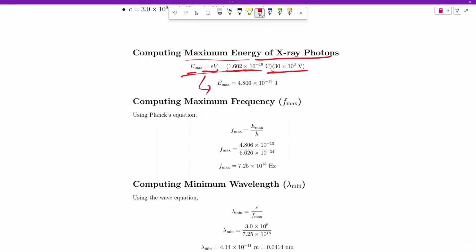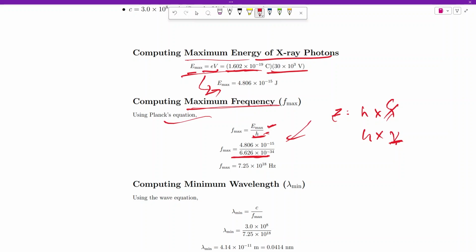Now corresponding to this energy, what would be the frequency? We can calculate the frequency using Planck's equation, that is E equals h times c by lambda, or h times nu. We have to calculate this frequency. So frequency would be equal to E max by h, where h is Planck's constant, and we know the value of Planck's constant as 6.626 into 10 to the power minus 34 joule second. So substituting the values, we will get a value of 7.25 into 10 to the power 18 hertz.